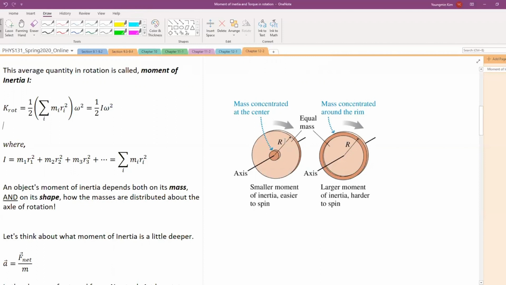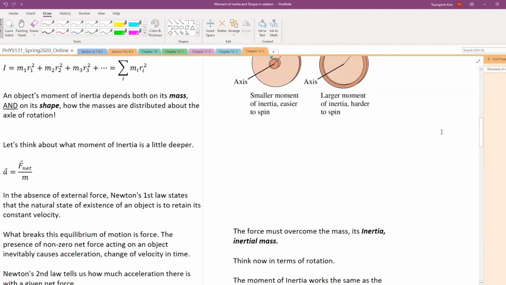And that is the concept of moment of inertia. It depends on the mass of the object and how the masses are distributed, that is, the shape of that rotating object. Let's think about what moment of inertia is a little deeper.